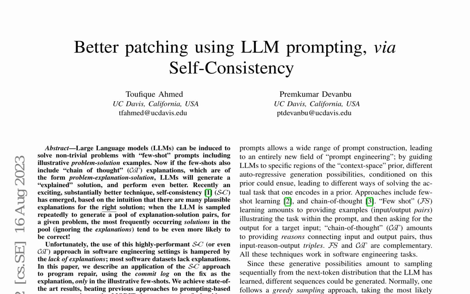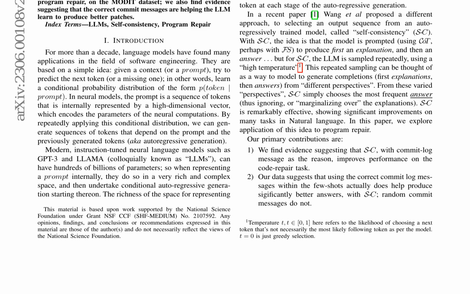The authors explore applying SC to program repair, utilizing commit log messages as the reason within the few-shots. They find evidence suggesting that SC improves performance on the code repair task, particularly when using correct commit log messages. The richness of the space for representing prompts in modern, instruction-tuned neural language models allows for a wide range of prompt construction, leading to different autoregressive generation possibilities.